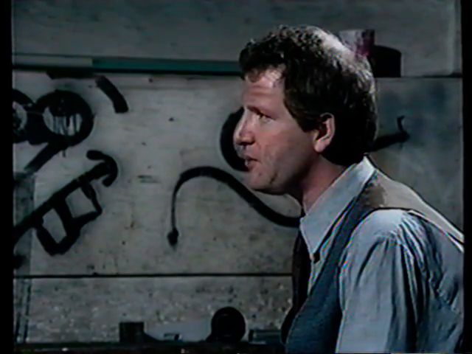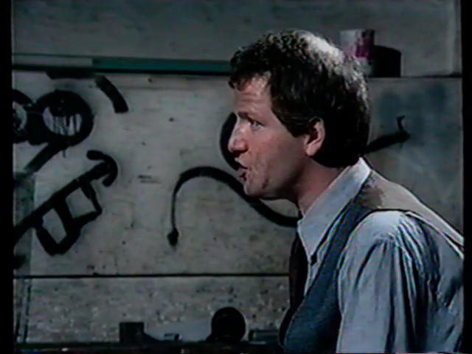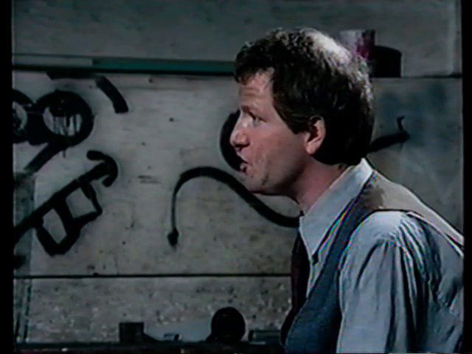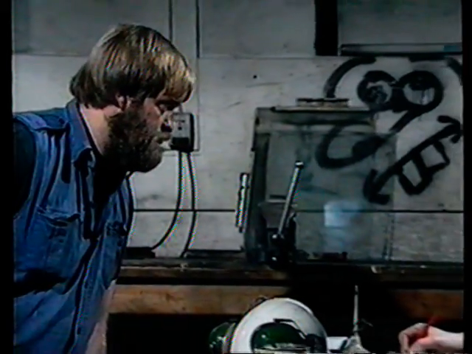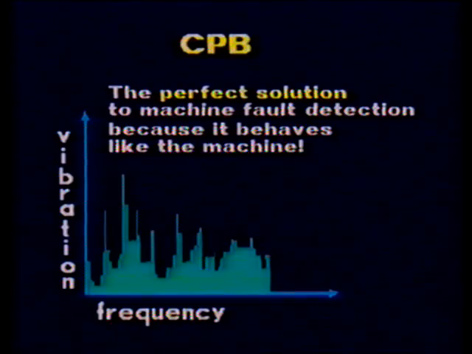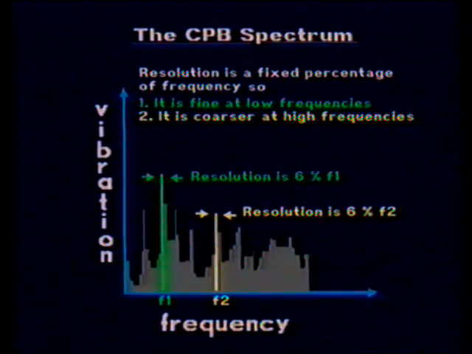It's a little bit tough to explain, but basically it's a simple way to get around a resolution problem, a machine speed problem, and an information overkill problem. If you just stick with me here for a moment. CPB is the modern solution to machine fault detection, replacing old-fashioned FFT. It's not like FFT, which has a constant resolution across the entire frequency range. CPB has variable resolution. It's fine at low frequencies and coarse at high frequencies.